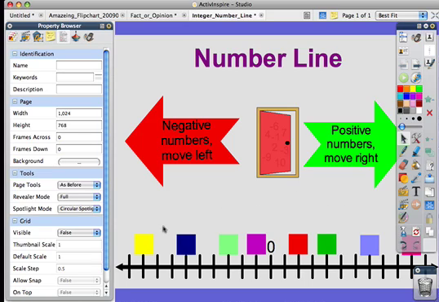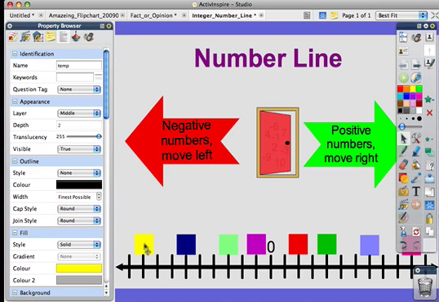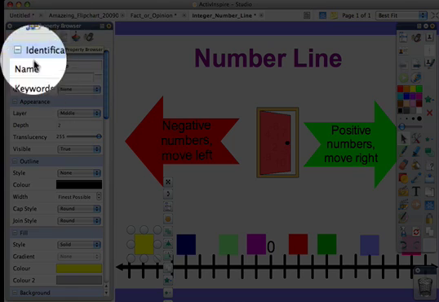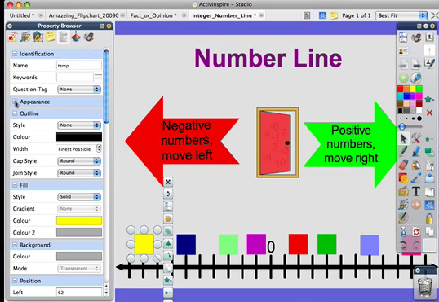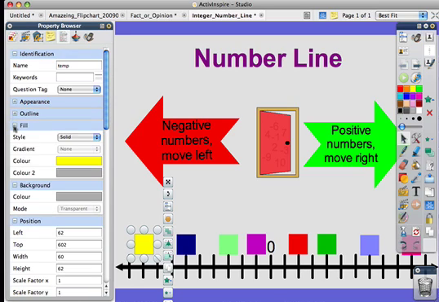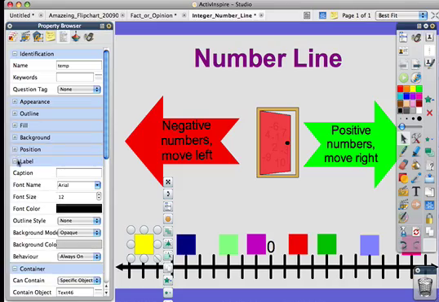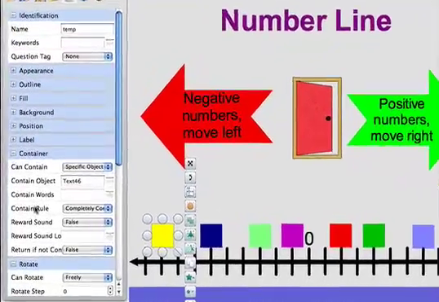In this sample, we'll just take a look at one of them. This yellow box is a container. And so if I go up to my property browser, and I'm going to close down a couple of these things here so that we can just focus on what we're interested in here, which is the container section.